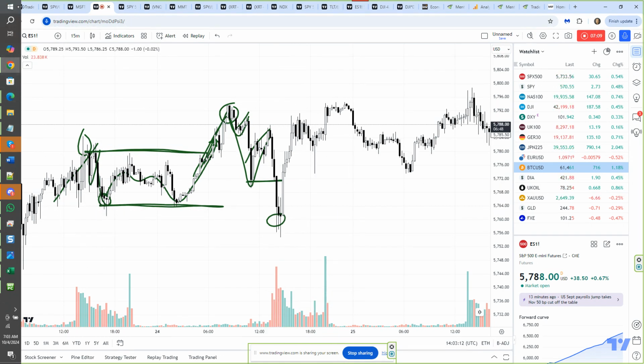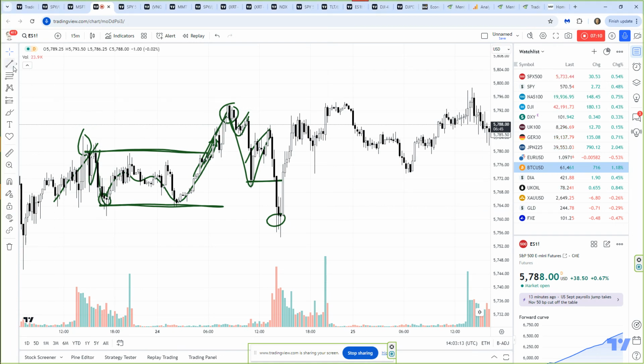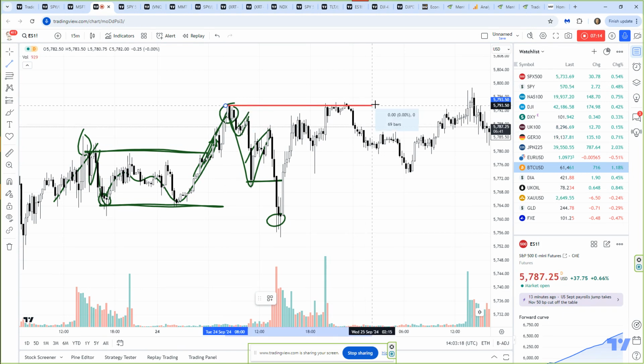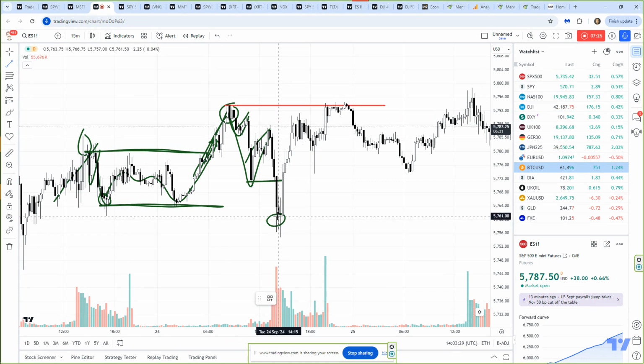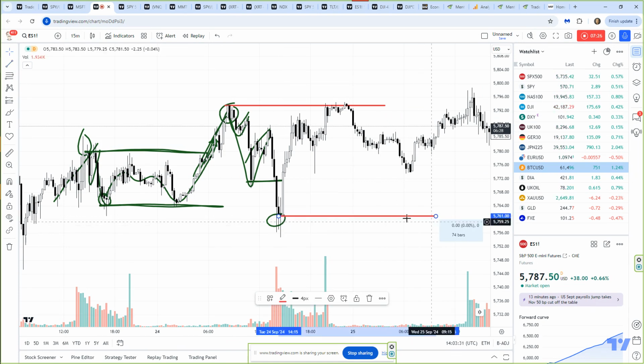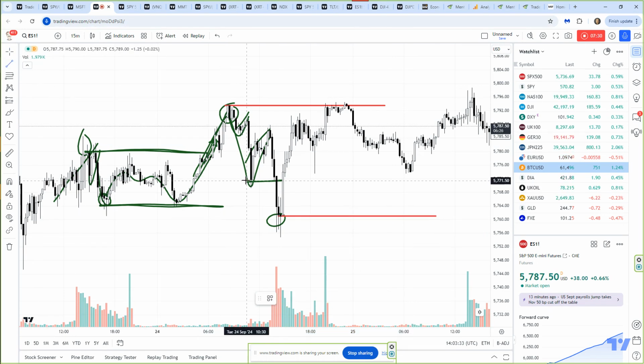Draw lines where we need to. So we're going to actually get to this level, draw it straight across. It rejected. You can see right here, it rejected and may have gotten right above it, but it rejected. And then we're going to come down here to this rejection point, carry it forward, and we will come down here to this rejection point, carry it forward.